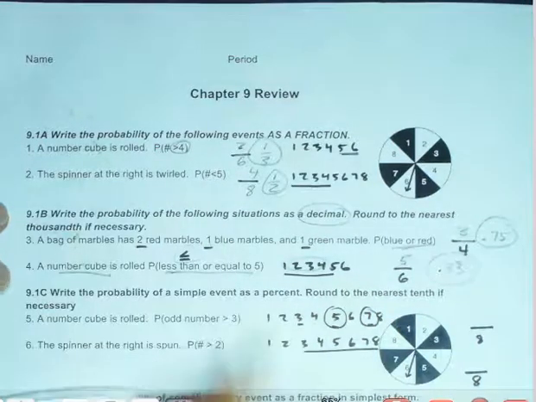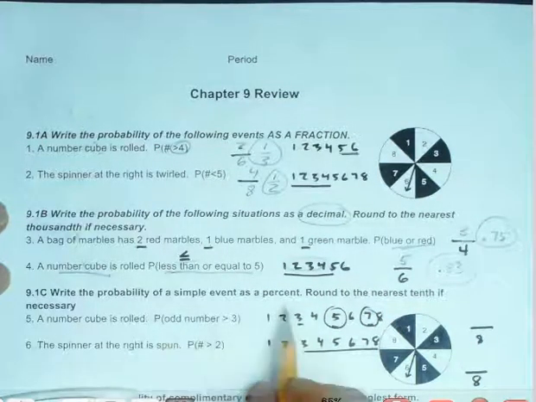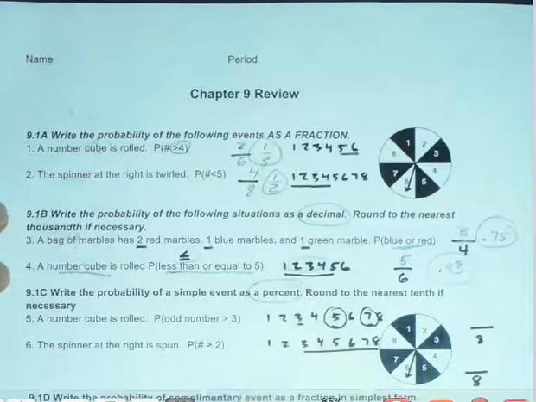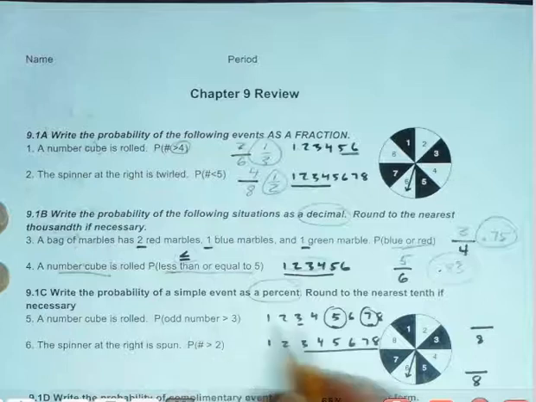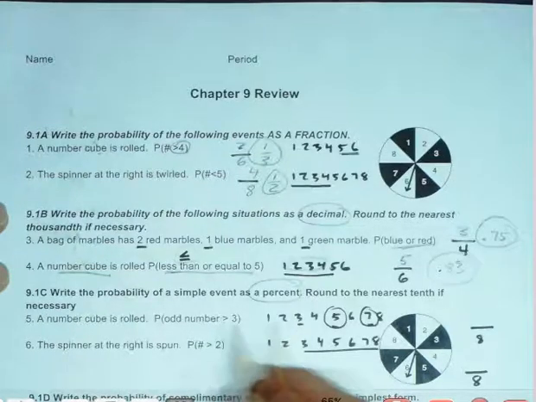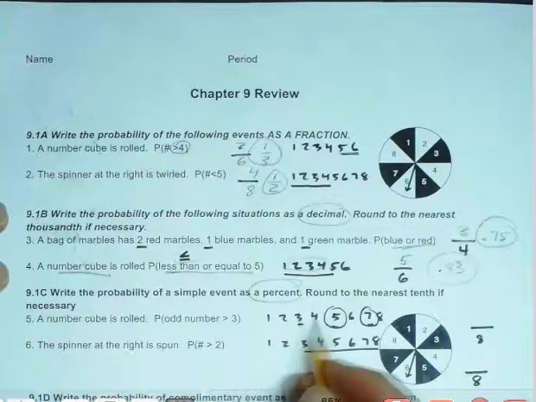All right, 9.1c, write the probability of a simple event as a percent this time. All right, a number cube is rolled. What's the probability of an odd number greater than 3? Here are all the possible outcomes.